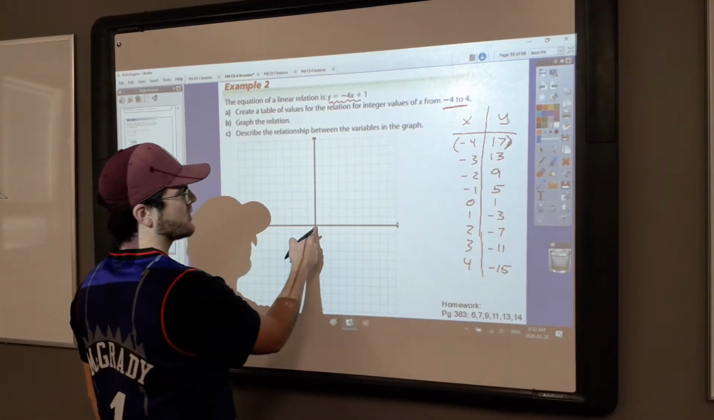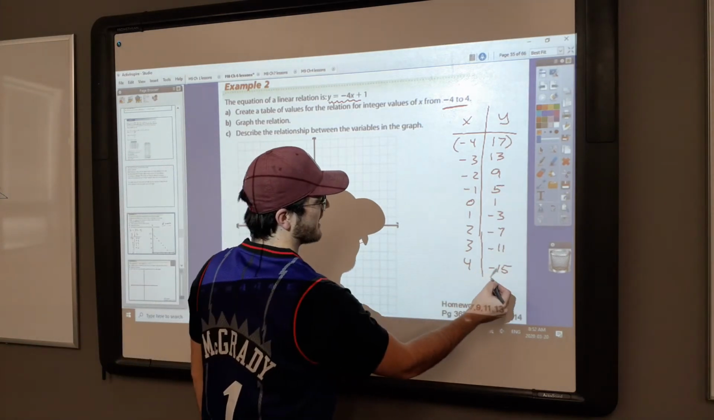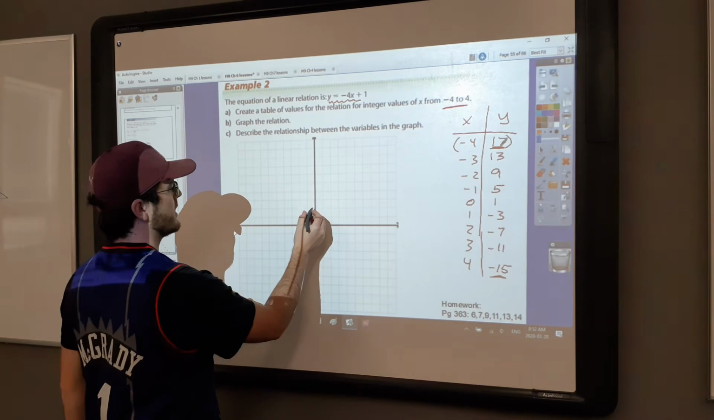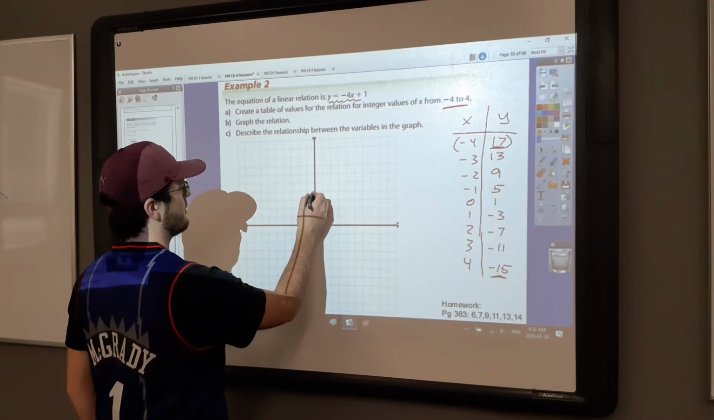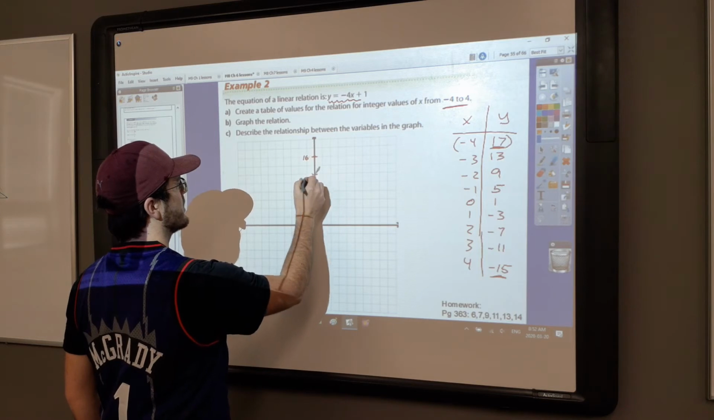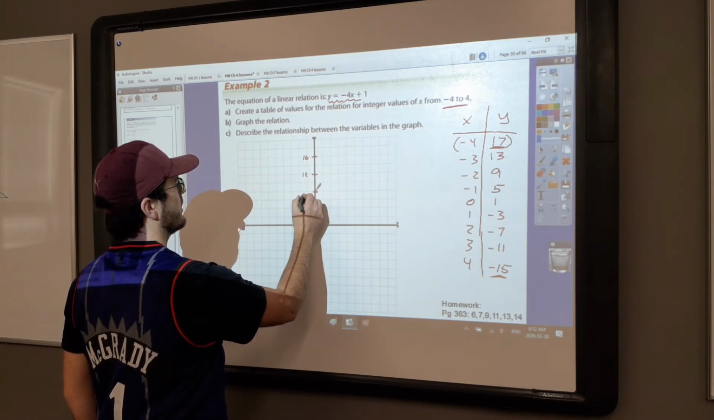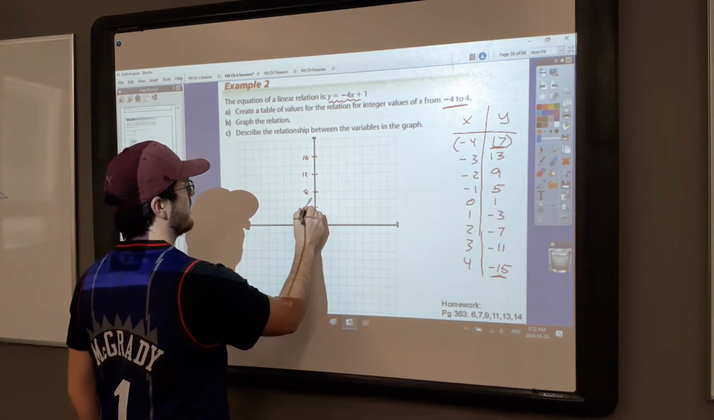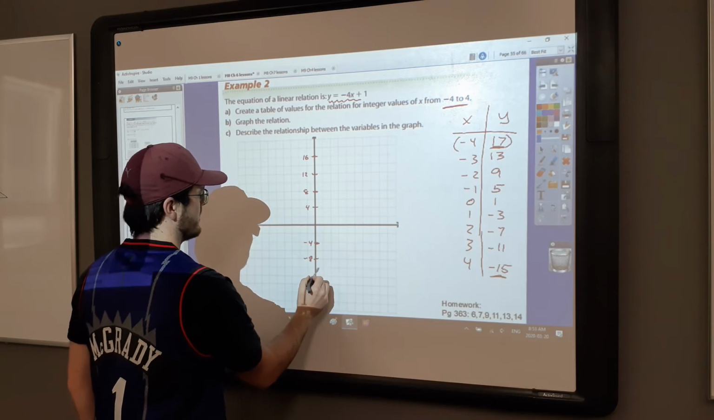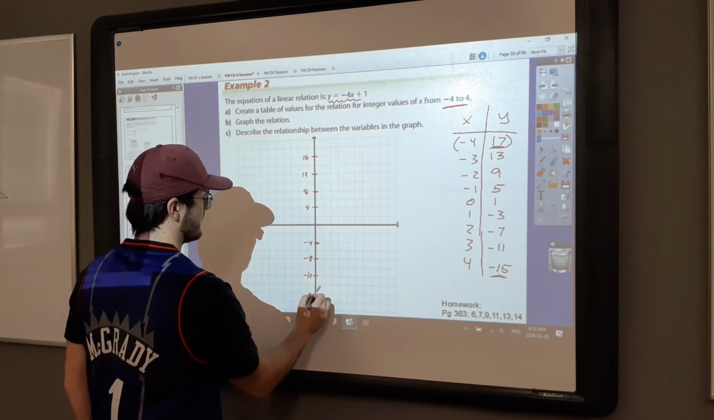Okay, for this graph, again, we've got to worry about the scale. We get from negative 15 to 17 this way. So we got to kind of take something that's going to make sense. If I do 4, 8, 12, 16, that's going to probably work nicely. And so then on the bottom, we're also going to get into the negatives. So negative 4, negative 8, negative 12, negative 16.